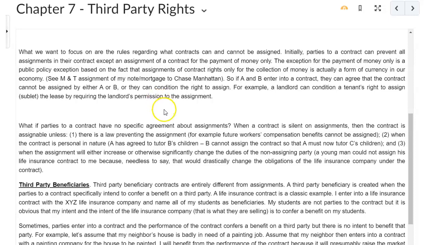In any event, to return to assignments, let's focus on the rules concerning what contracts can and cannot be assigned. As I note, initially, parties to a contract can prevent all assignments in their contract. So if you and I enter into a contract, we can have in the contract itself some provision that says neither one of us can assign the contract. The only exception to that would be a contract for the payment of money only. The exception is based on a public policy that the assignment of contracts only for the collection of money, as I have noted above, is really a form of currency in our economy.